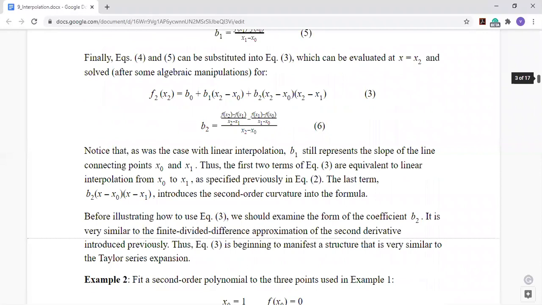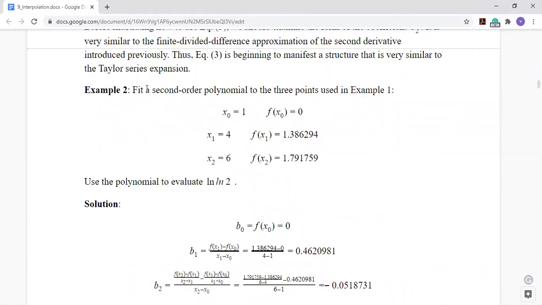So let's do an example. Like I said, we are asked to fit a second order polynomial to the 3 points used in example one. In example one, we had 3 points. Our x naught was 1, our x1 was 4, and our x2 was 6. We're also given the value of the function at x naught, at x1, and at x2. The question says we should calculate ln 2.